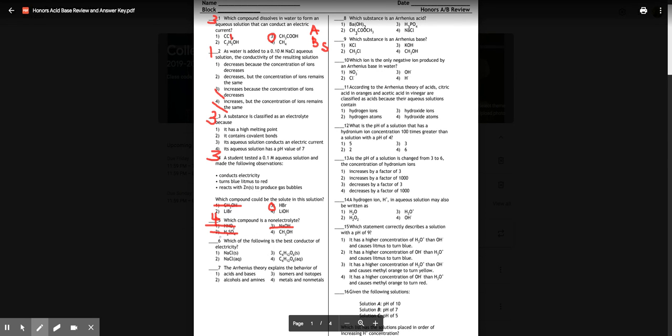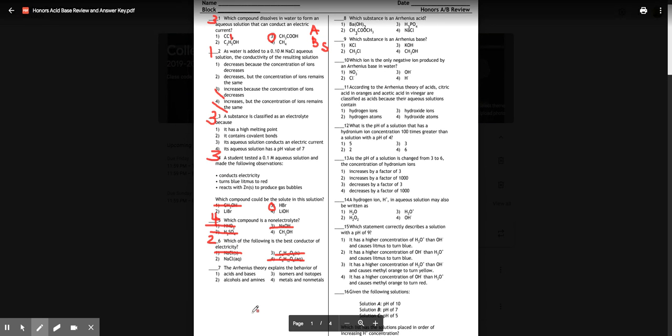Number 6, which is the best conductor of electricity? So we need acids, bases, or salts, and we also need them in solution, aqueous. So no solids. So now which of those is an acid, base, or a salt? This is table salt, ionic. That's why that's our answer. This is sugar. That's a molecular compound.